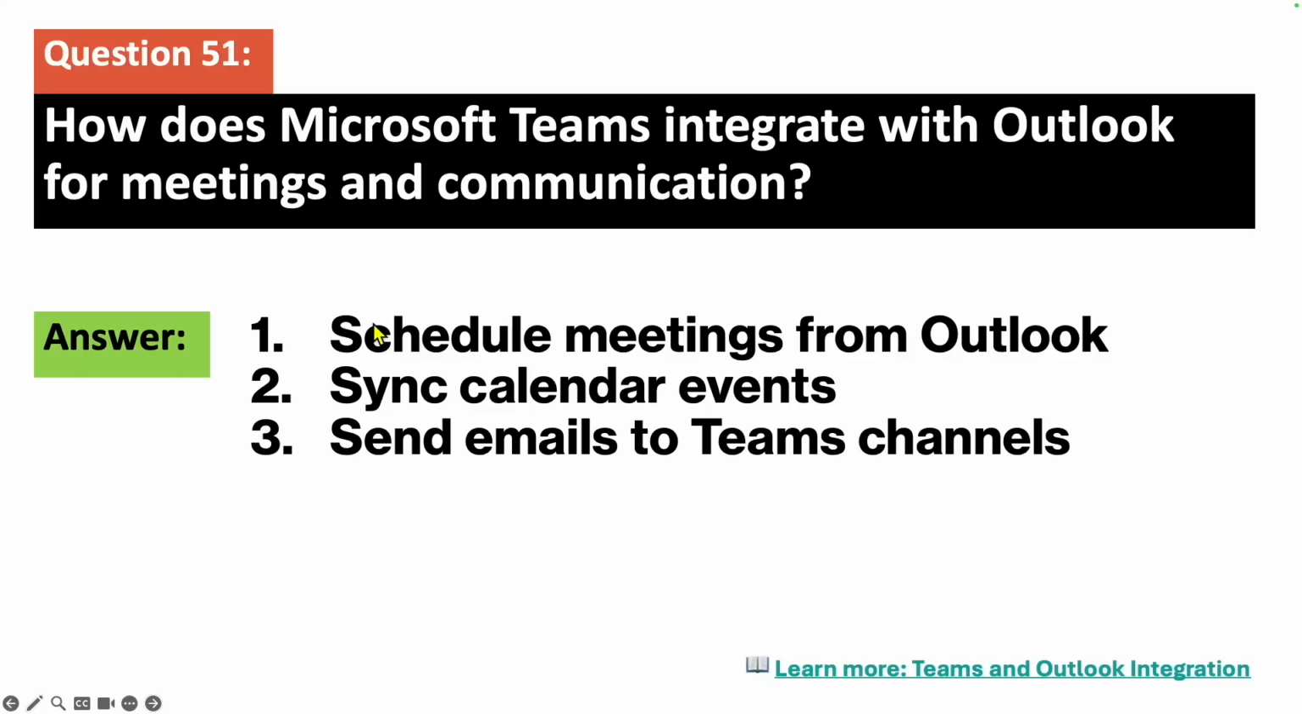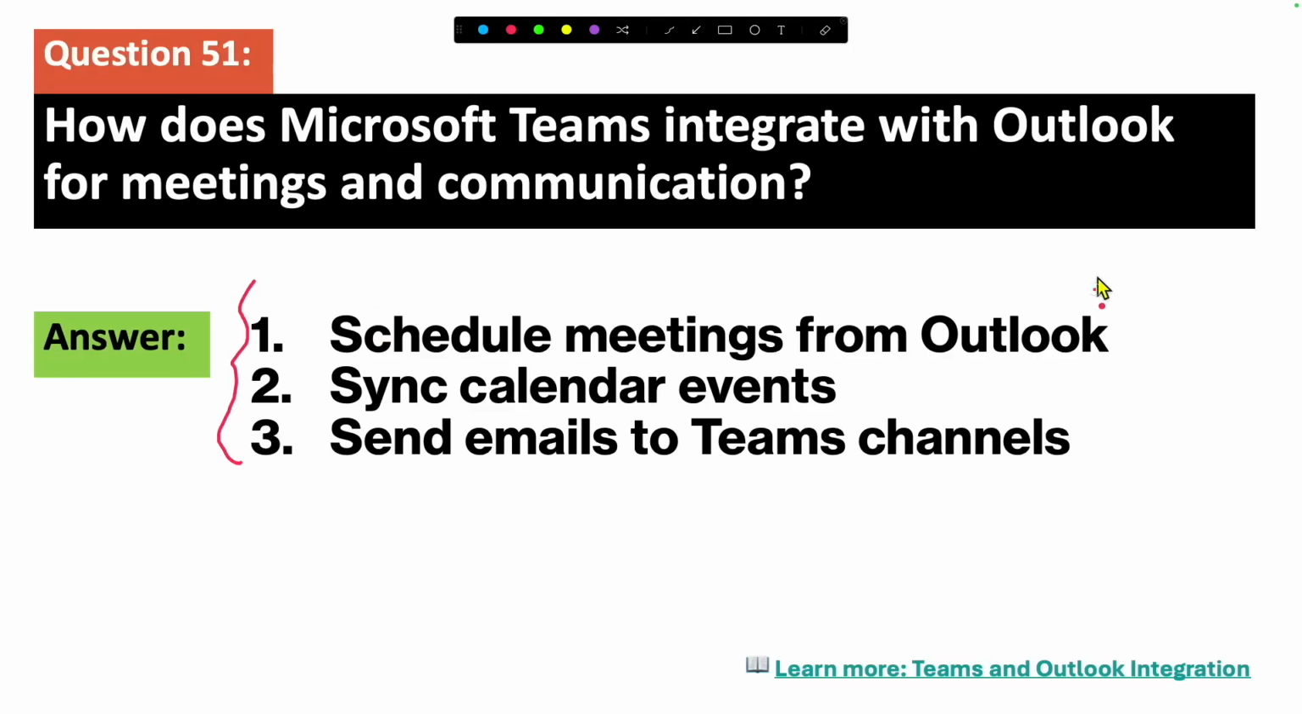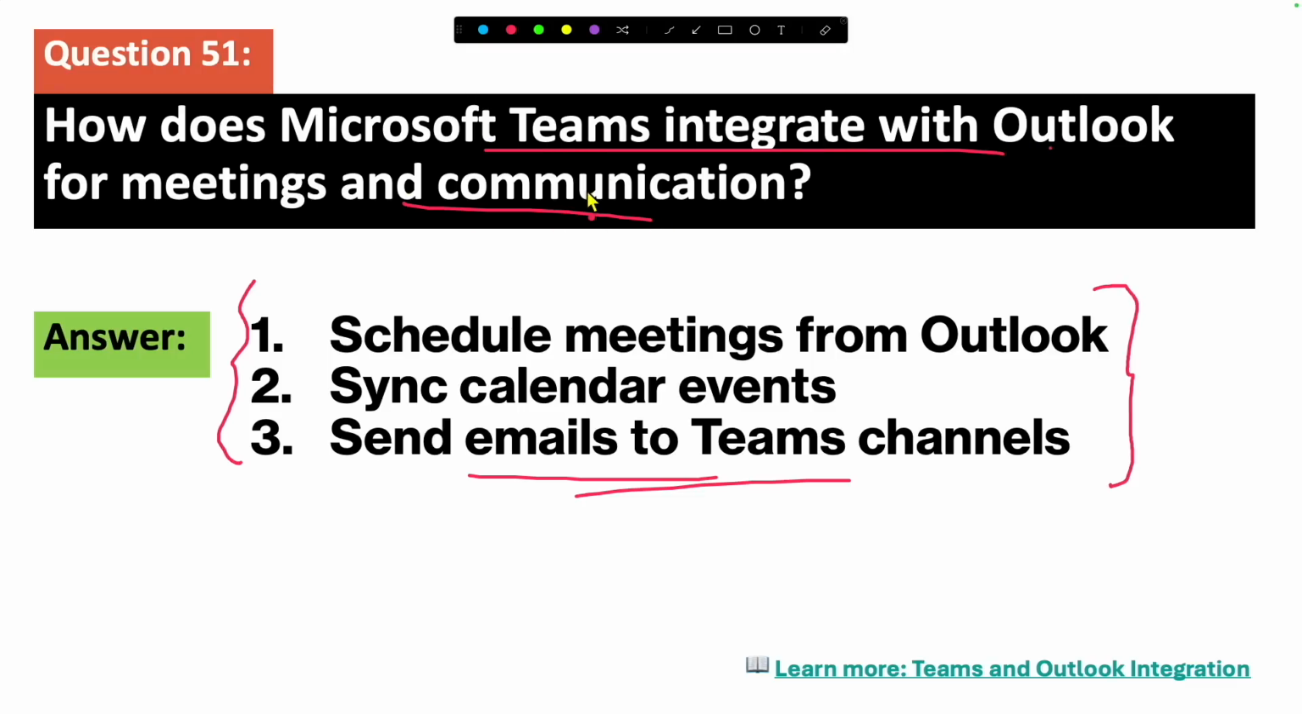So how do you answer this question? Make sure you have all of these points laid out. You can schedule meetings from Outlook. You can synchronize the calendar on both Teams and Outlook, and you can send emails to Teams via the channel. That's how the integration works between Outlook meetings and communication within Teams.